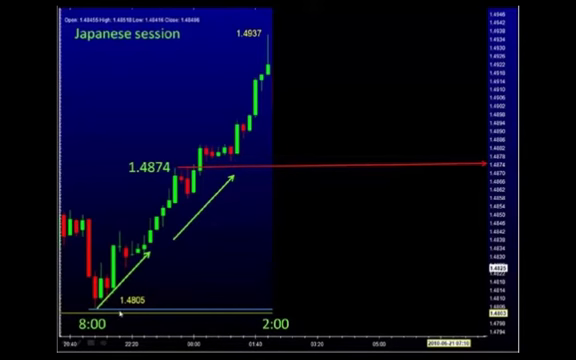The price here was 148.05. As time went on, the price moved from 148.05 to 148.74. And as we reach the end of the Japanese session, take a look at the price, how it moved from 148.05 to 149.37. This is a beautiful uptrend during the Japanese session.